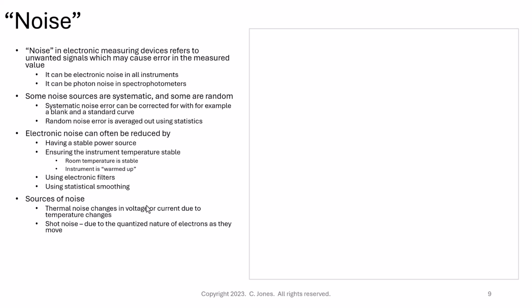So the ways that we minimize this is we make sure the room temperature is stable, we make sure the instrument is warmed up, we use the electronic filters, and you can actually have firmware in the instrument that does some statistical smoothing of the noise, all right? So sources of noise: thermal noise, changes in voltage or current due to temperature changes, and shot noise. I could spend a lot of time on this, but it's just due to the quantized, the random nature of electrons as they move. And there's all kinds of equations to describe all this stuff, but basically, here's kind of what we look at. We have some electronic noise. The signal is bouncing up and down, okay?